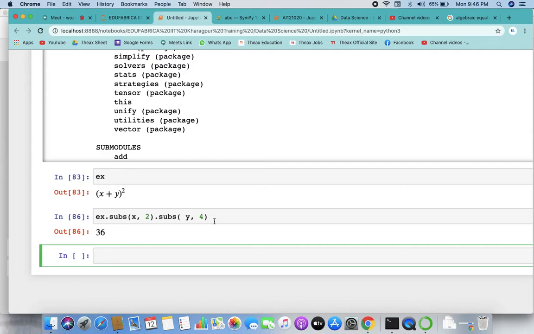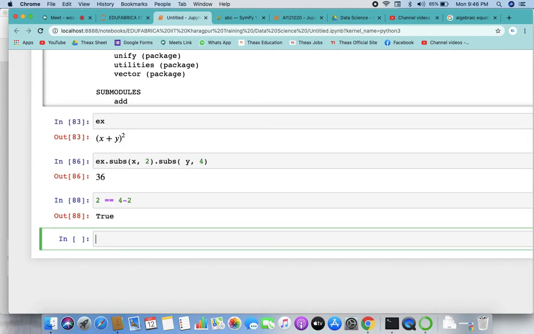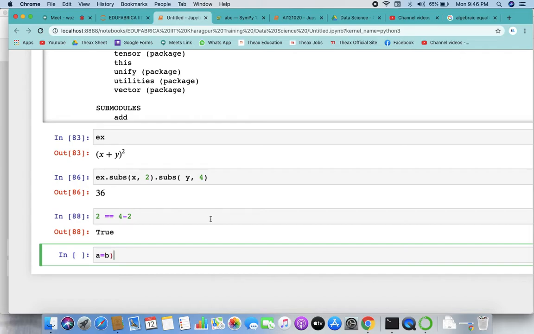Like this. Now, we have very good examples. Like if we say 2 is equal to 4 minus 2. That is true. But what if I say that A plus B whole square is equal to a square plus b square plus 2ab. Is it correct or not?